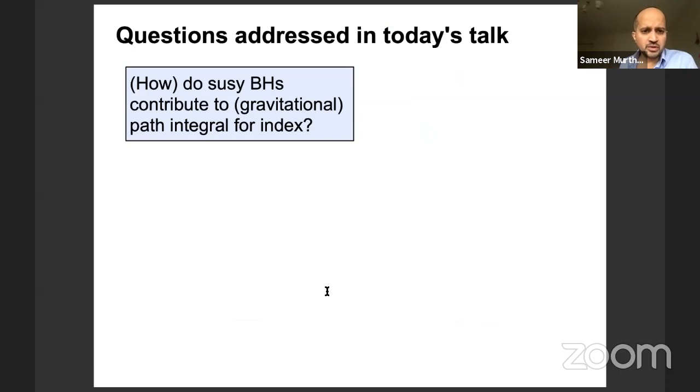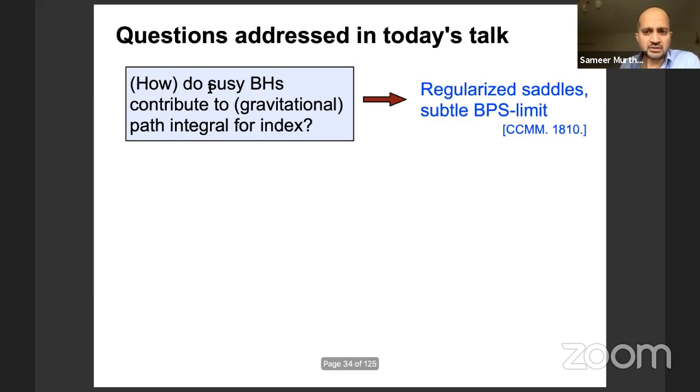The first one is actually a gravitational question, but for me and my collaborators, this was very useful to sharpen and frame the puzzle. So I'm going to start there. And the question is, how do supersymmetric black holes contribute to the gravitational path integral? And if so, how do they do it? The answer to this has to do with a very subtle BPS limit that one has to take in gravity and an associated regularization. I'll explain both the question and the answer as we go along.